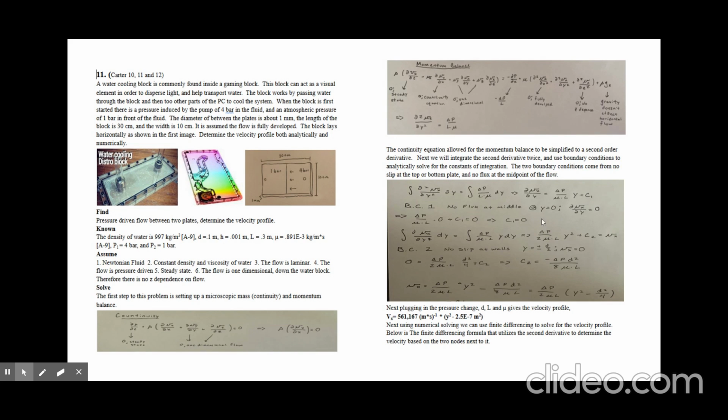Next, boundary condition 2 is that there's no slip at the walls, meaning at y equals plus or minus d divided by 2, the velocity in x equals 0. This gives us the second constant of integration, and from there we have a velocity profile, which is shown right here, and that is the analytical method.